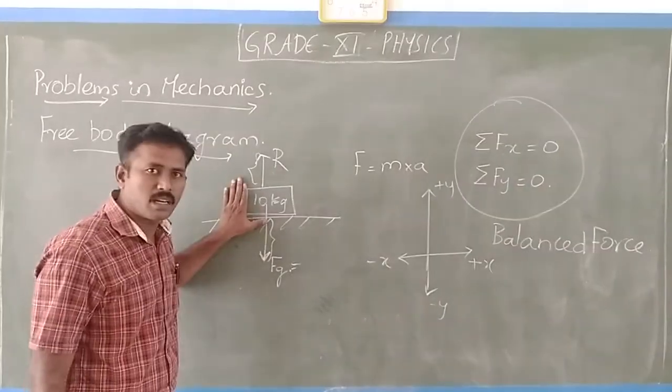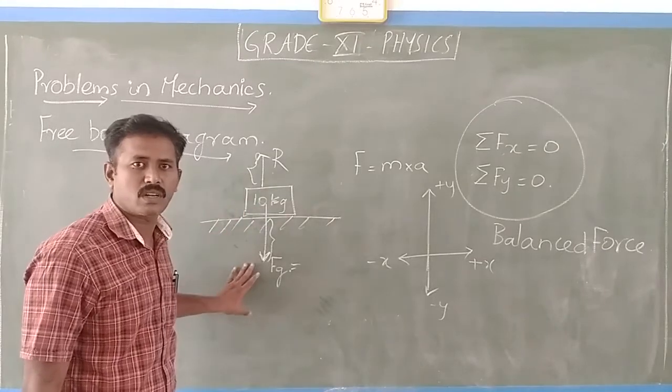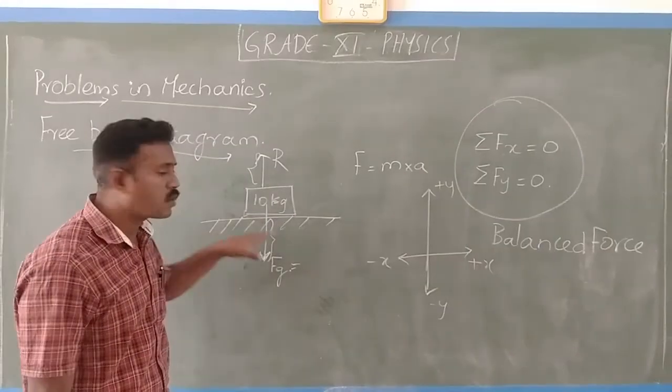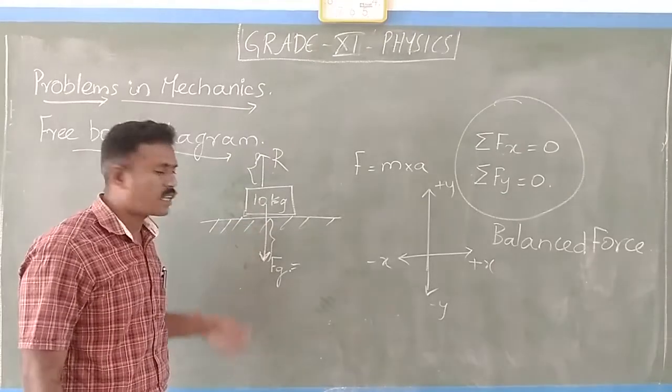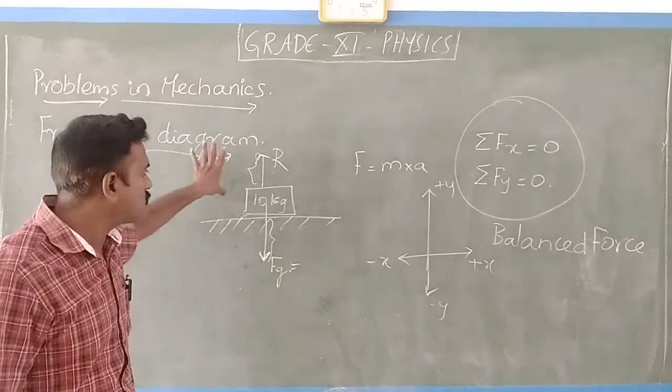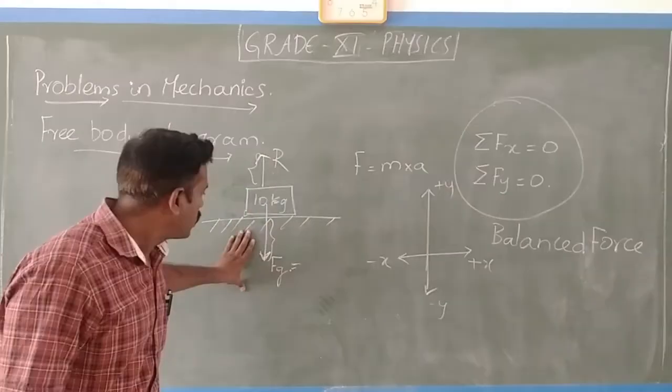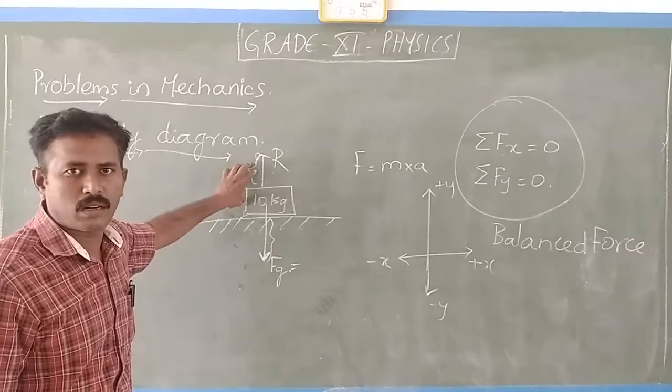If it is not moving, then it is balanced. There is no horizontal component, there is only a vertical one. Okay, so this system is balanced. Fg is equal to R.